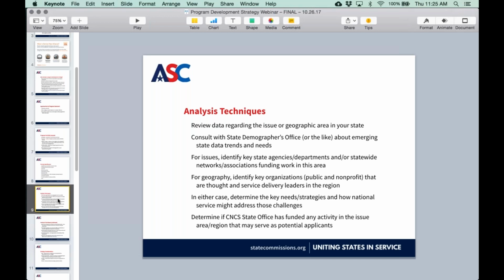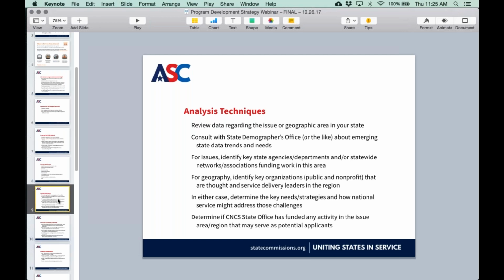Those relationships take time to develop, but really talking to those different state departments and agencies about the work of your commission, and your interest in supporting their work and helping them achieve their mission, can be a very powerful conversation that you may want to consider.